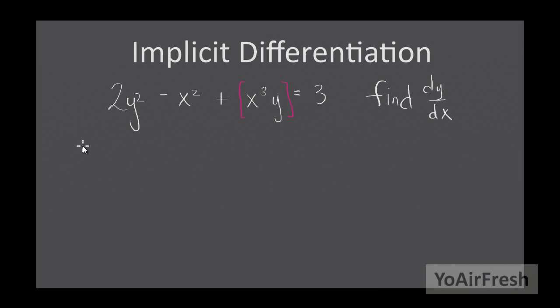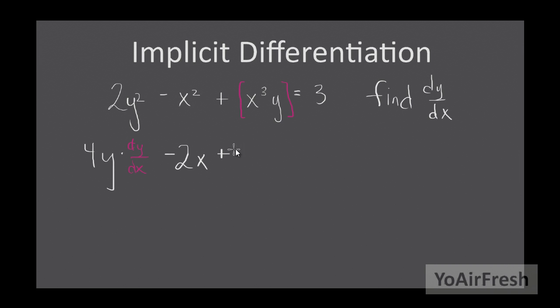So let's work this problem out step by step. First term here, the 2y squared, we're just going to use the power rule, and that's going to work out to be 4y. And remember, we have to attach the dy dx. I'm going to write that in another color. And then we've got minus x squared. Derivative of that is 2x.